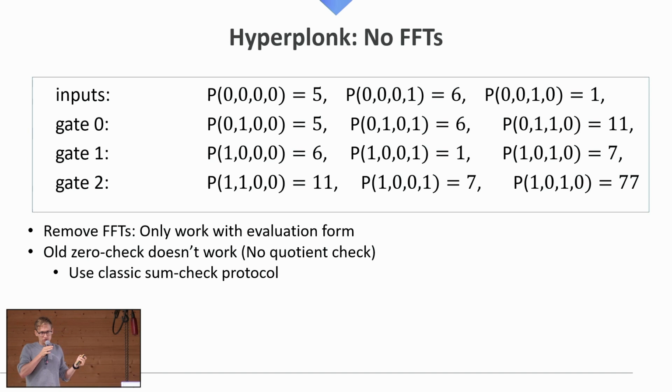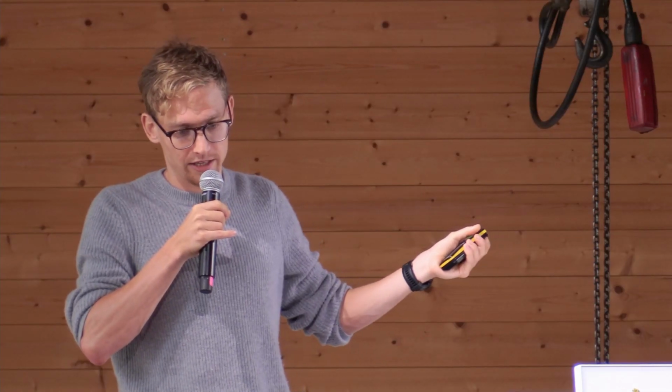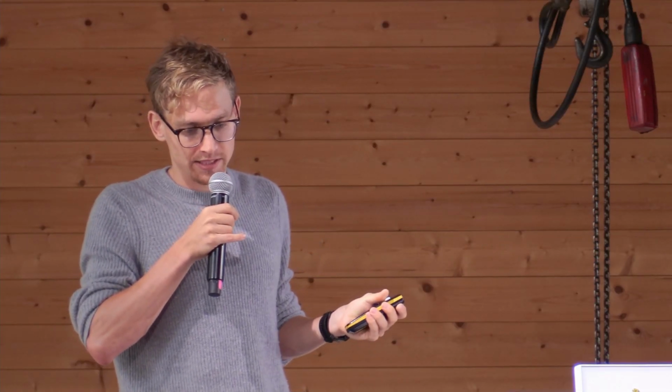And the old zero check just doesn't really work. There's not really a quotient check for these multilinear polynomials. But it turns out that we can use this other beautiful protocol that's been around for quite some time, called the sum check protocol. One of the first really efficient proof protocols that existed at all. And the sum check protocol, we'll look at that in a second, gives us exactly what we want.